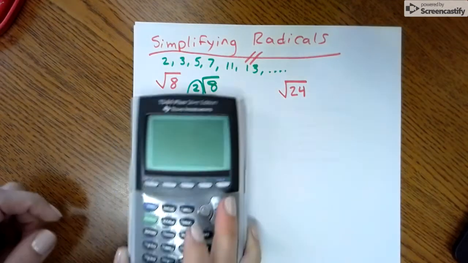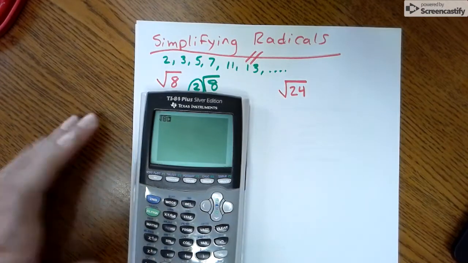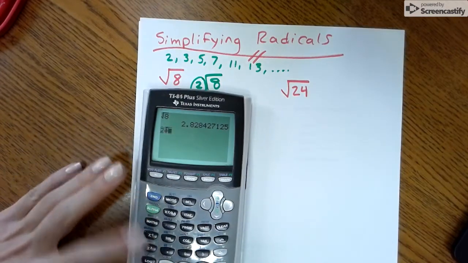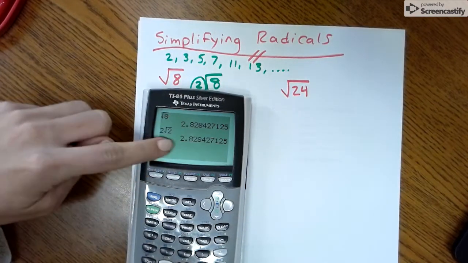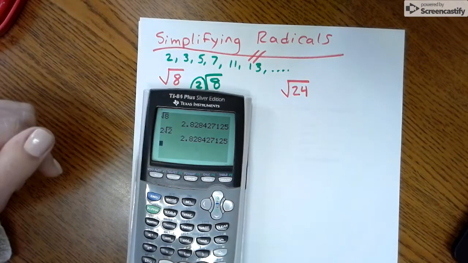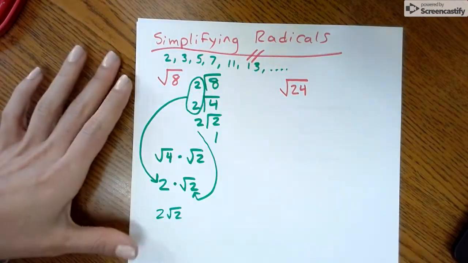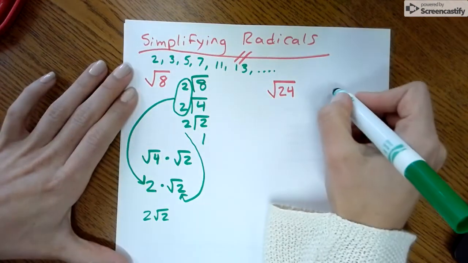And then you can check to make sure that you're simplifying this correctly. So again, I'll type in the square root of 8, and then I'll type in 2 square roots of 2, and you can see that you get that same run-on decimal, so you did break it down correctly. Okay? All right, next example, same thing.